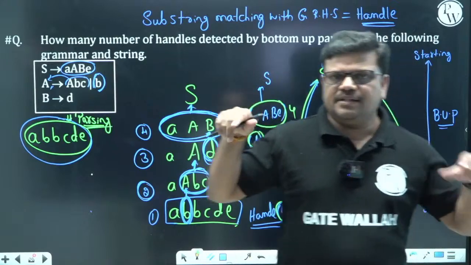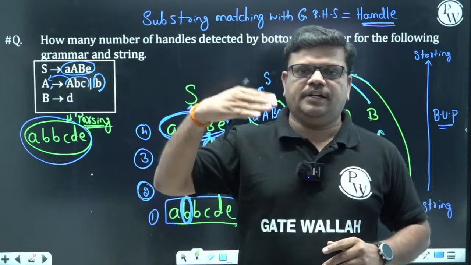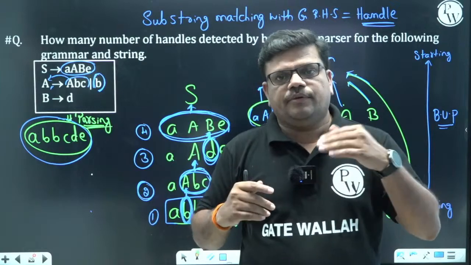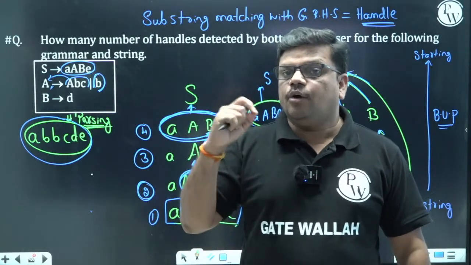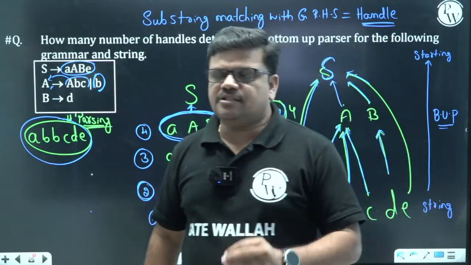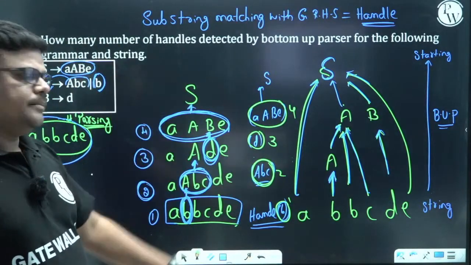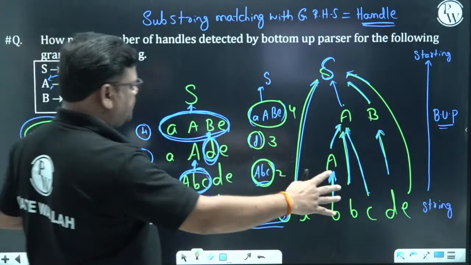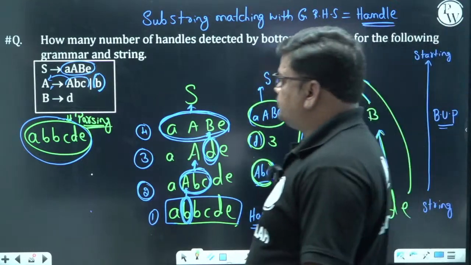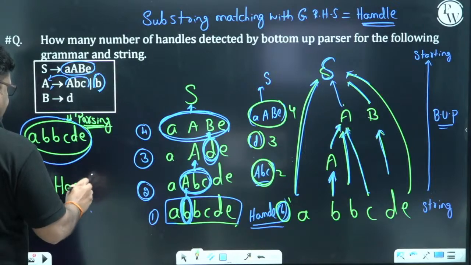So bottom-up parsing is nothing but very easy: detection of handles. Detect handle, reduce to non-terminal. Detect handle, reduce to non-terminal. Whenever you are doing bottom-up parsing, how many handles does a bottom-up parser detect? This is the first question you can expect in the GATE paper from this bottom-up parsing concept. Okay, is this part clear? So the handle concept is a major important one, right?